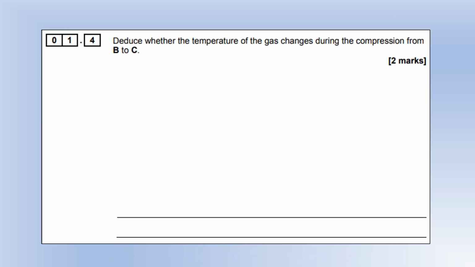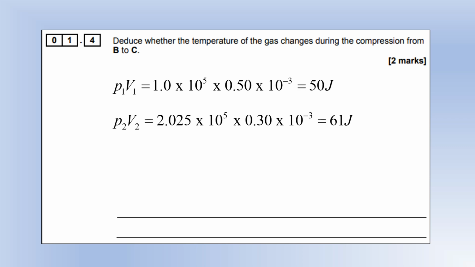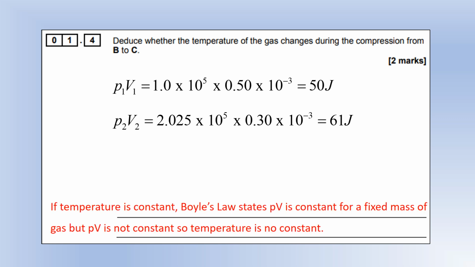Okay, so deduce whether the temperature of the gas changes during the compression from B to C. So I'm essentially going to use Boyle's law here. So what I did is I've calculated the product of pressure and volume at each of those two positions, and we can see that it comes out as different values. So if it were constant temperature, those two values should have been the same. So we can see that it's not a constant temperature process.